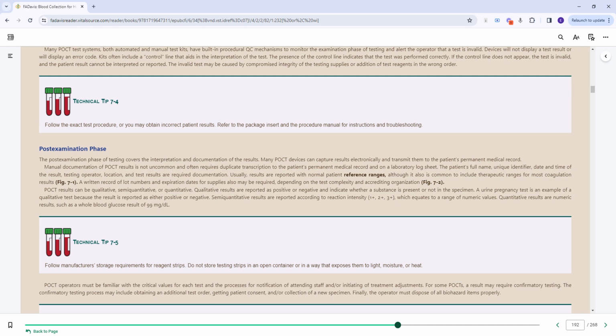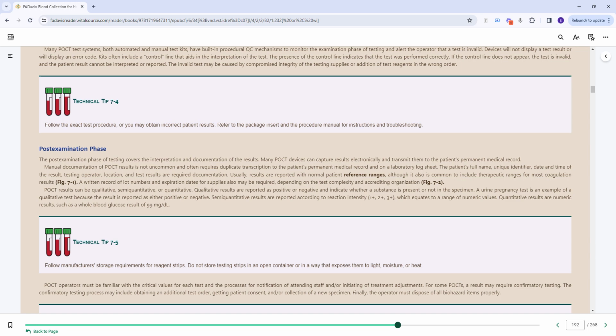So that critical value, you need to make sure that you're reporting immediately and knowing what steps the provider who ordered the test wants to do with or for that patient. If you just document it, let the patient go on their way, and they go into diabetic shock or diabetic coma because their sugar is sky high, and it's because you didn't let a provider know, there could be some repercussions with that. So point of care results are typically qualitative, semi-qualitative, or quantitative.